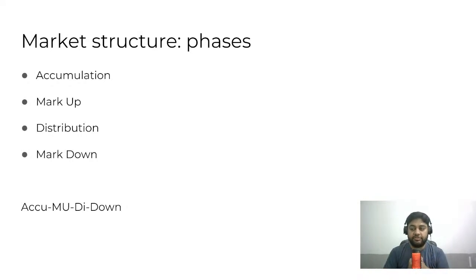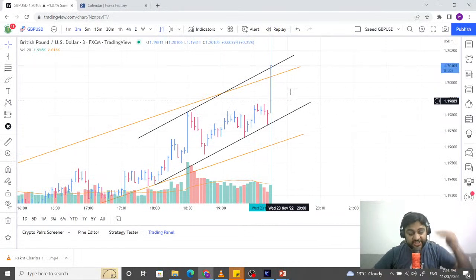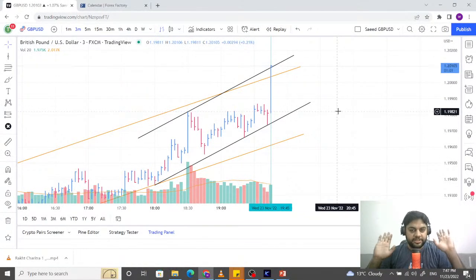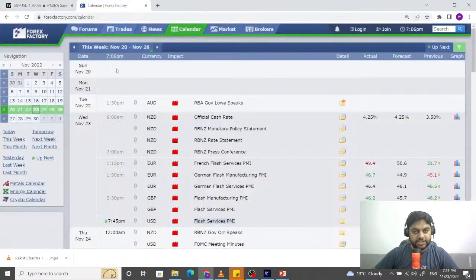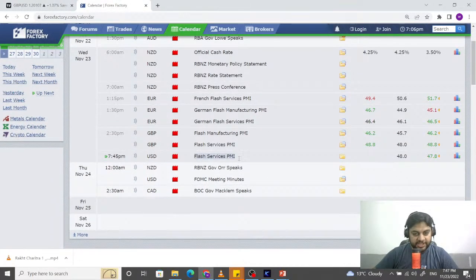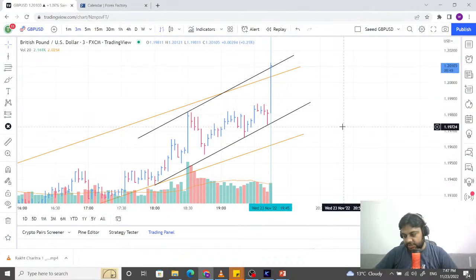Okay, so there are 4 phases of the market: first, accumulation, markup, distribution, and markdown. Let me give you a little hint about this. Okay, the market is still going up, but we are already out, thank heaven, because we already earned a huge profit from this news. And what was the news? This was the news about flash services PMI in USD. Now you could have also traded this news on gold.